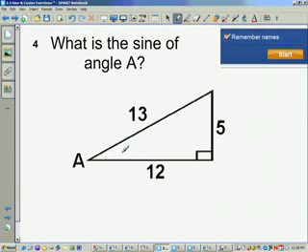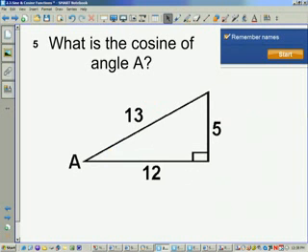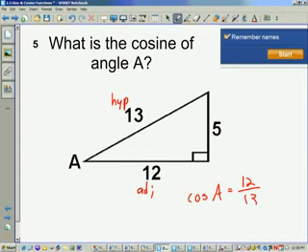Now, hopefully everybody remembers this between 0 and 90, because if I look at A, the opposite is 5, the hypotenuse is 13. So I can say the sine of A is 5 over 13. For the cosine, this is the adjacent side. That's the hypotenuse. So the cosine of A will be 12 over 13.